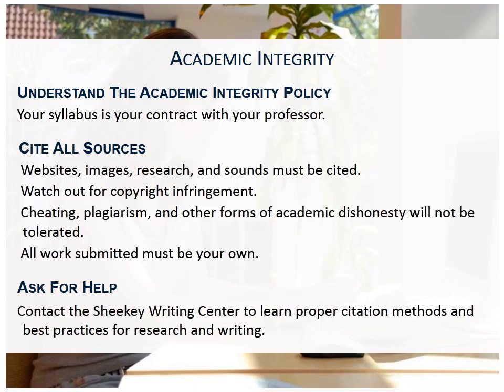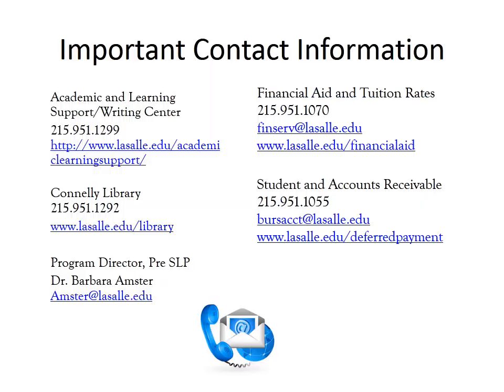The Shiki Writing Center, which is housed under the Academic and Learning Support Services Center, can provide you with information on how to properly cite your work so that you can avoid plagiarism. Some important numbers to know: the Academic and Learning Support Center, which offers the Shiki Writing Center and writing assistance as well as tutoring. Their number is 215-951-1299.